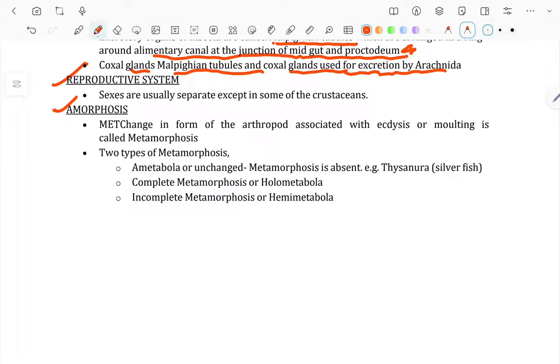Metamorphosis. The change in form of the arthropod associated with ecdysis or molting is called metamorphosis. Two types of metamorphosis: ametabola or unchanged, where metamorphosis is absent, for example Thysanura, silverfish. Complete metamorphosis or holometabola, and incomplete metamorphosis or hemimetabola.